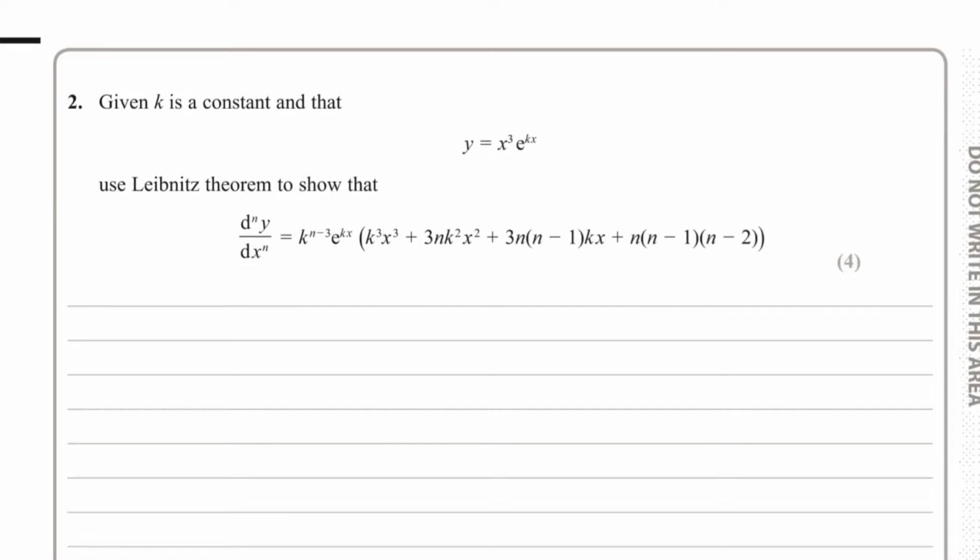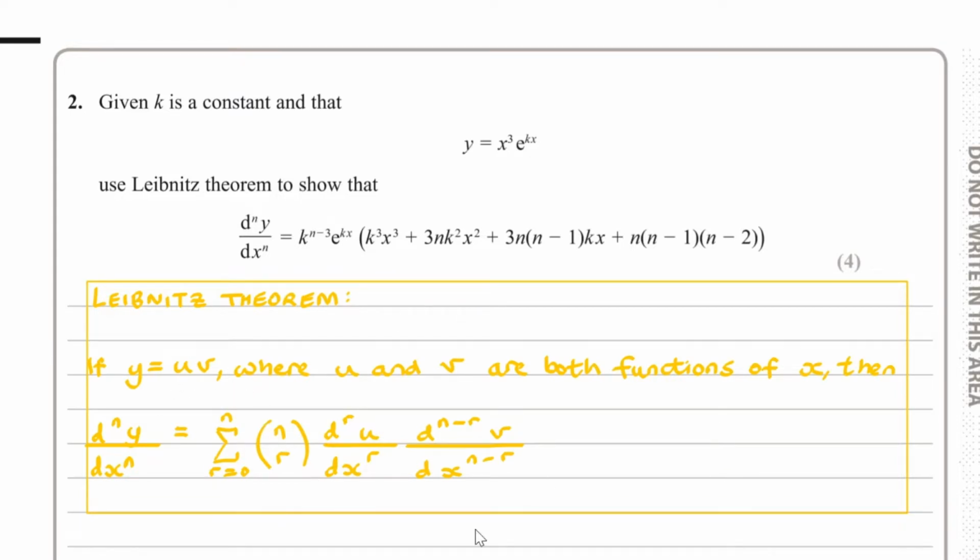Question number 2. Given that k is a constant and that y equals x cubed lots of e to the power of kx, we have to use Leibniz's theorem to show that d^n y over dx^n is equal to this result over here. And I think it would be a good idea to actually state what the theorem is.